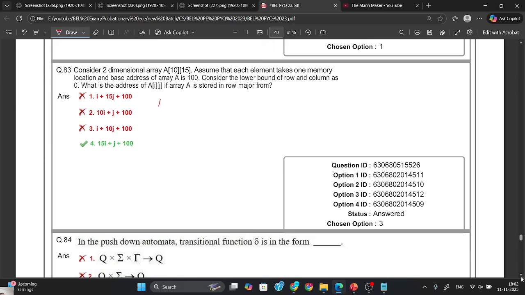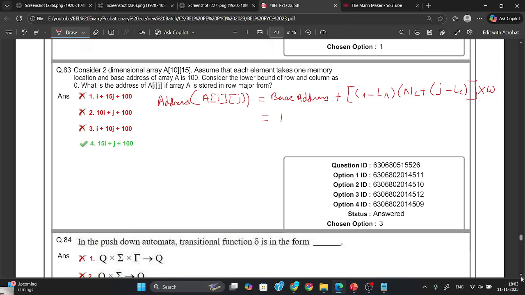Okay, so if we find the address of A[i][j], we have: base address plus (I minus LR) times NC plus (J minus LC), then times W.